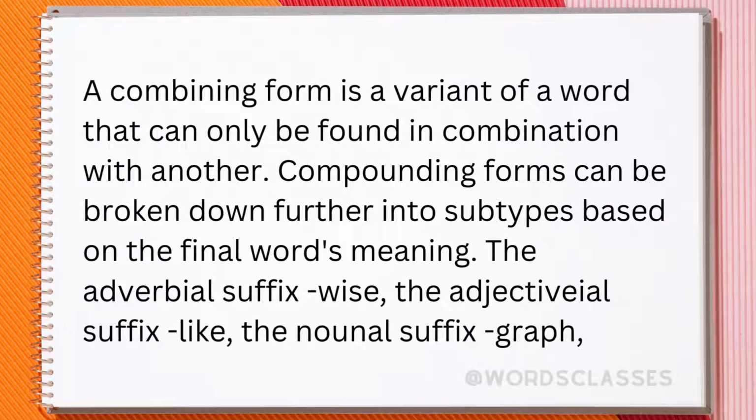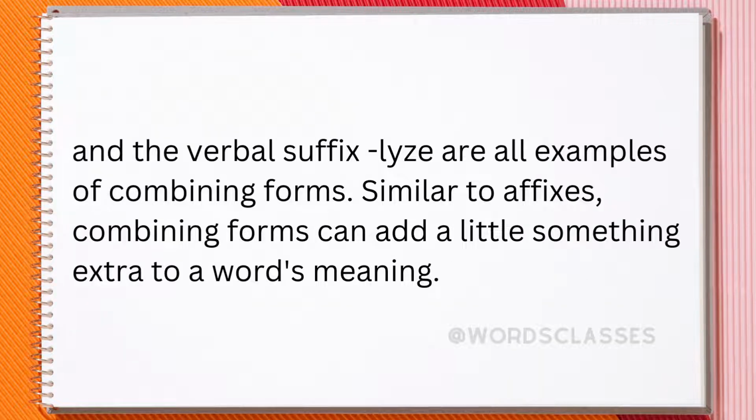A combining form is a variant of a word that can only be found in combination with another. Compounding forms can be broken down further into subtypes based on the final word's meaning. The adverbial suffix -wise, the adjectival suffix like, the nounal suffix graph, and the verbal suffix lies are all examples of combining forms. Similar to affixes, combining forms can add a little something extra to a word's meaning.